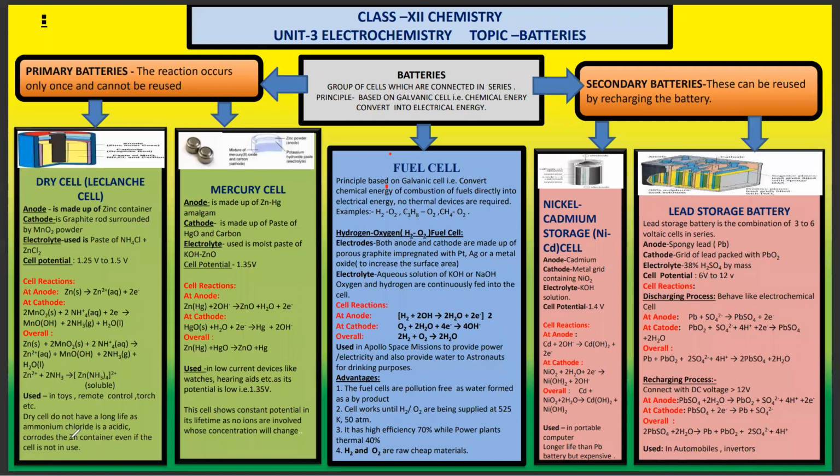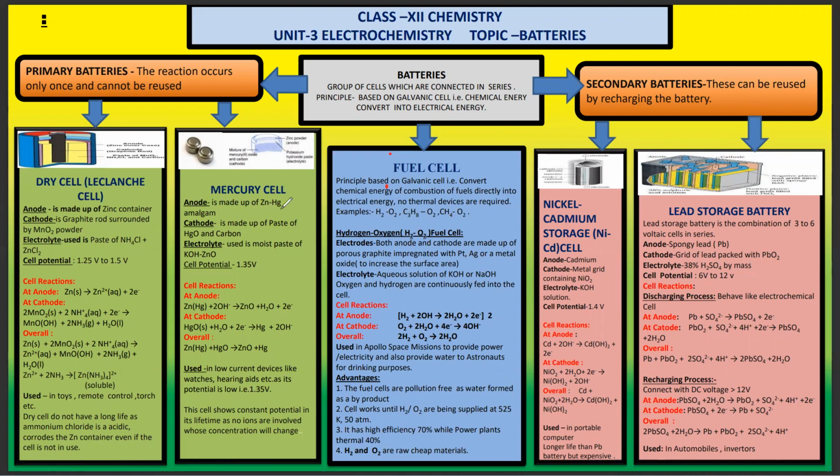What is the advantage of this dry cell? It can be carried anywhere, and the dry cell should not be left unused for a long time. It becomes corroded or discharged because ammonium chloride, which is acidic in nature, corrodes the zinc container, even if the cell is not in use. Right? Now moving to the second cell, that is mercury cell, which is also called button cell.